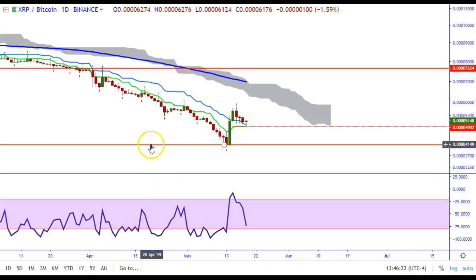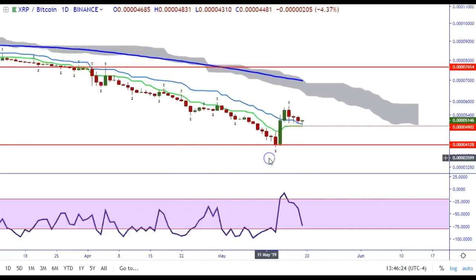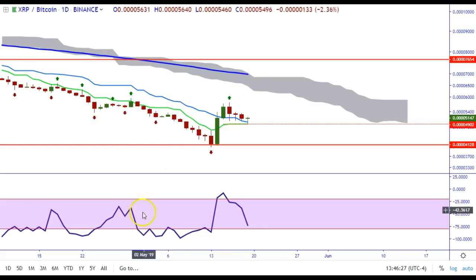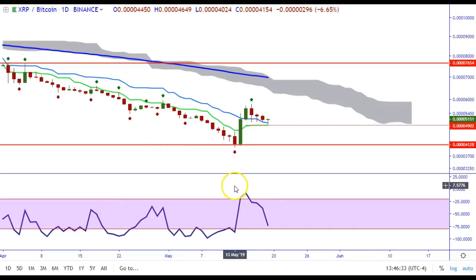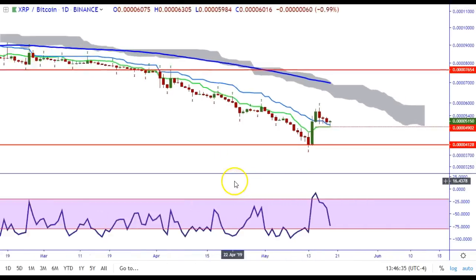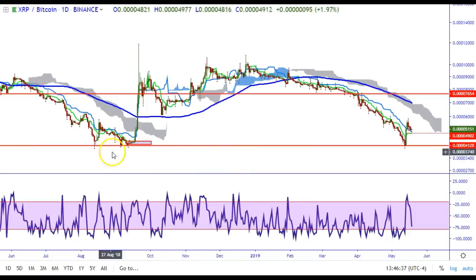Ripple Bitcoin. As you could see right here, I'm looking at the daily time frame. I'm using Ichimoku default settings with Williams percent R at five settings. Basically what I'm looking for here is that the market comes down to this strong support and resistance level. This is when this becomes relevant, especially what I'm getting ready to talk about here.